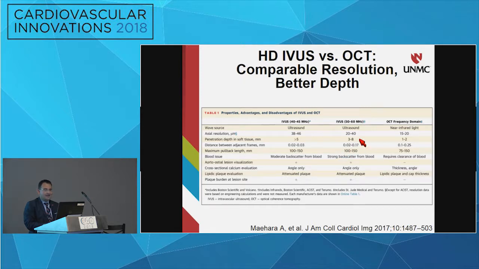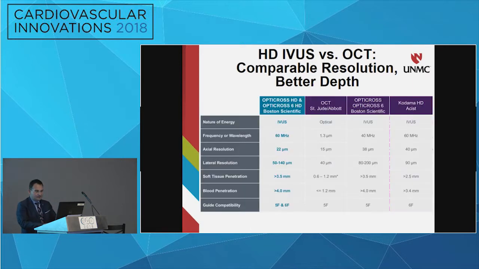With the advent of high definition IVUS, now we have stronger blood speckles, stronger backscatter from blood, and this is something that we always need to consider. And of course, the big advantage with IVUS has been the fact that we can assess remodeling, we can see the plaque burden in the far field versus the OCT, which just gives us the lumen interface.